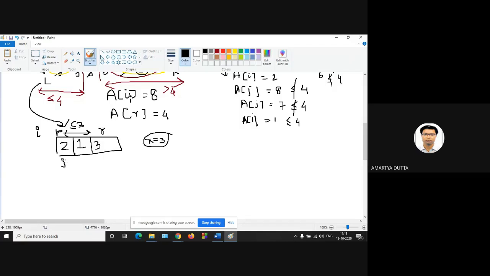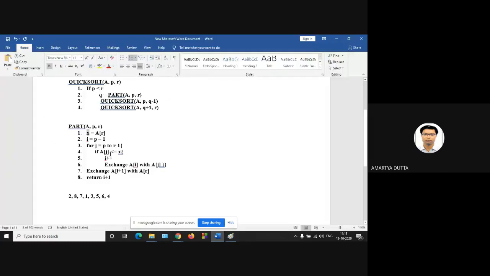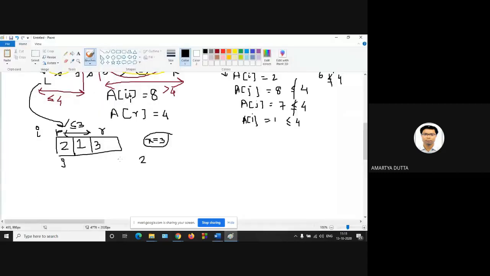Now J is pointing here. The condition is Aj is less than or equal to X. The value of Aj at the first iteration is 2. So 2 is less than or equal to 3. What should we do? We increase I plus plus, then exchange Ai with Aj. So 2 is exchanged with itself. Is it clear?